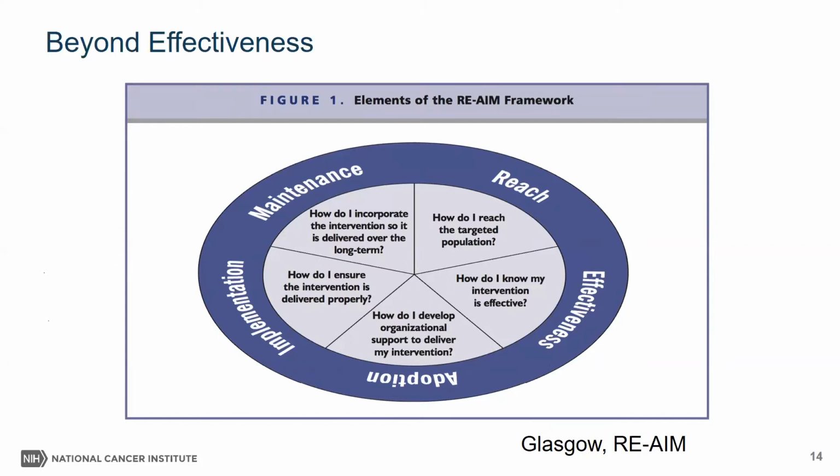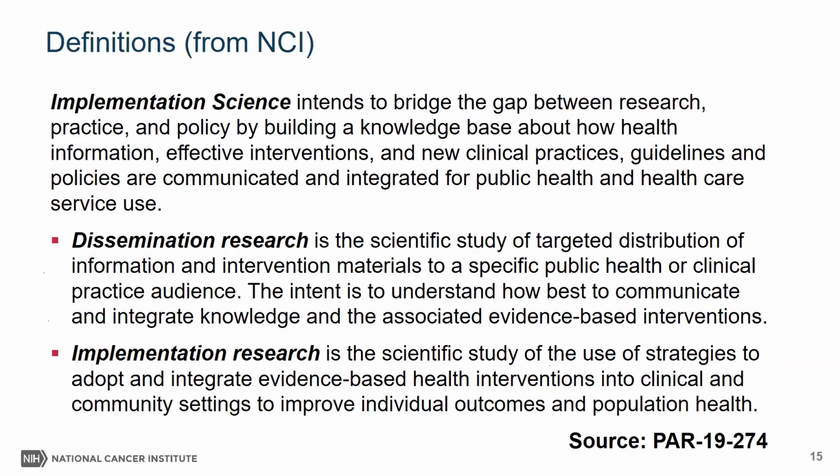So on the next slide, I just want to return to definitions and show how we at the National Cancer Institute use these terms. We see implementation science as bridging the gap between research and practice and policy, and building a knowledge base on how evidence can be most effectively communicated and integrated into practice. So for the purposes of our NIH funding announcements, which I'll show in a few minutes, we break it down into two different components: dissemination research, which is the study of the targeted distribution of information and how best to spread or sustain knowledge and evidence, whereas implementation research is focused on what strategies can best facilitate the adoption and integration of evidence into a given practice.